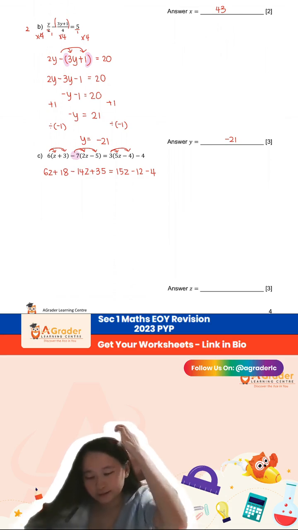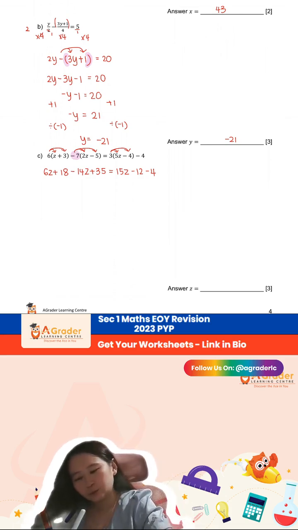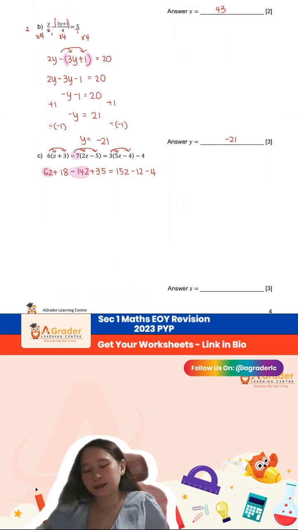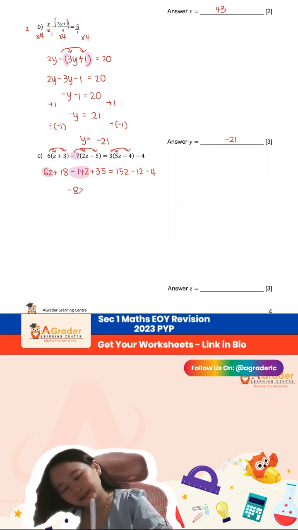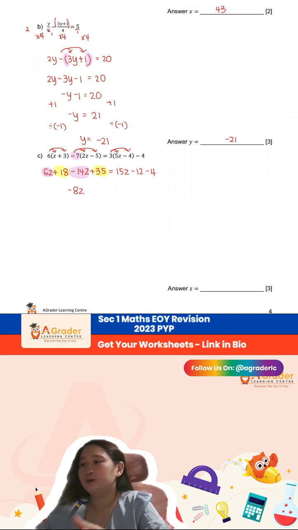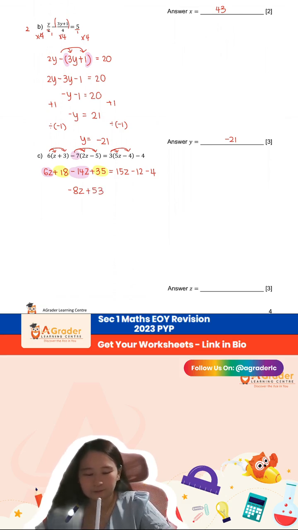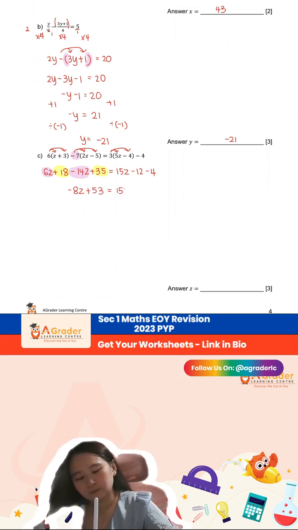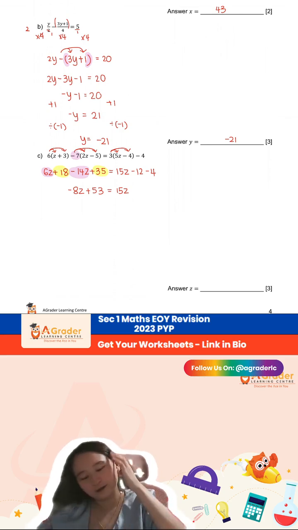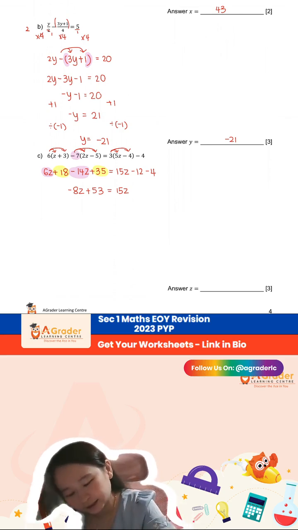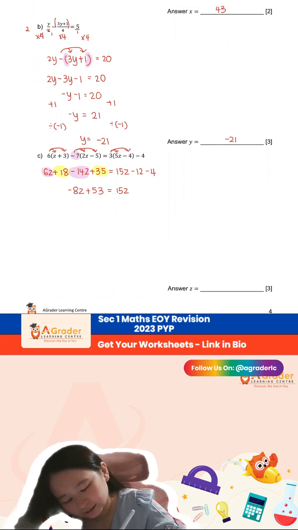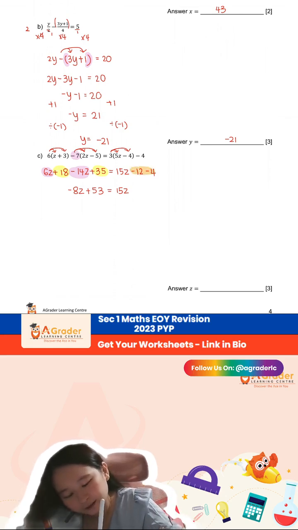Okay, then we simplify. We put the like terms together. So 6z minus 14z, we get -8z. Then 18 plus 35, we get 53. For my right hand side, there's only one term that has the unknown there, so I only simplify the numbers. -12 minus 4, I get -16.